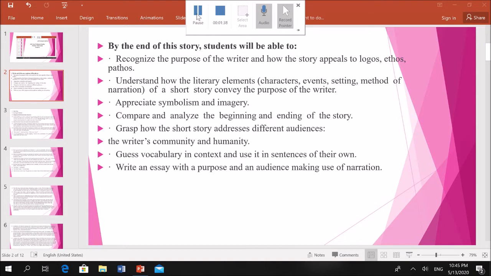Number 3, appreciate symbolism and imagery. And as we read the short story, we are going to see how does the writer use symbolism and imagery to convey his purpose.